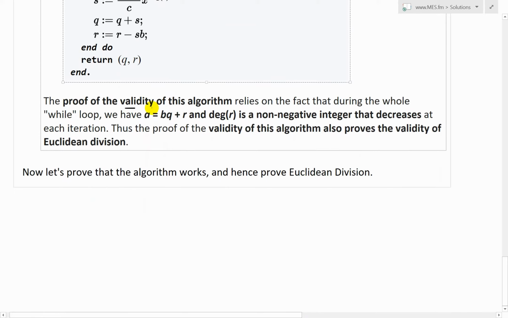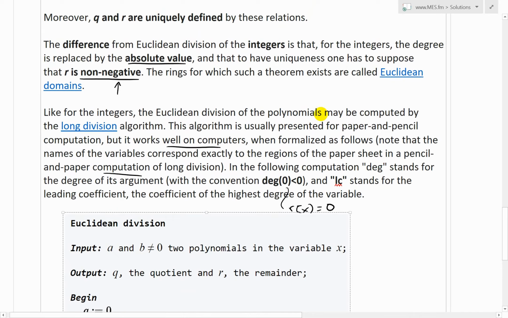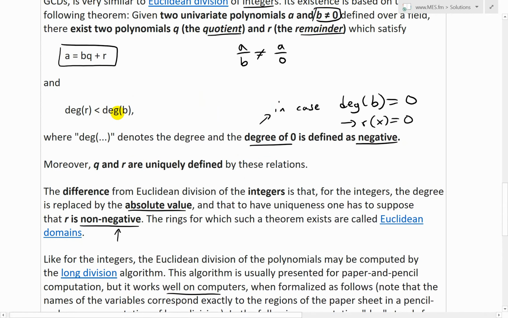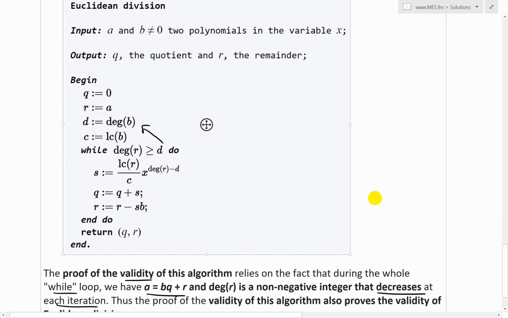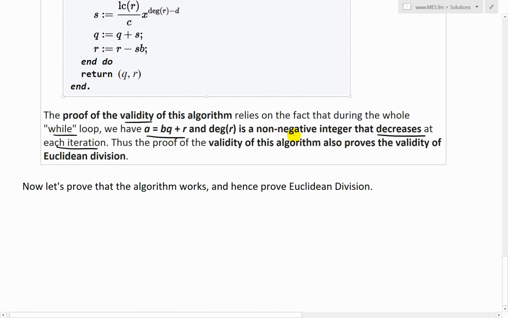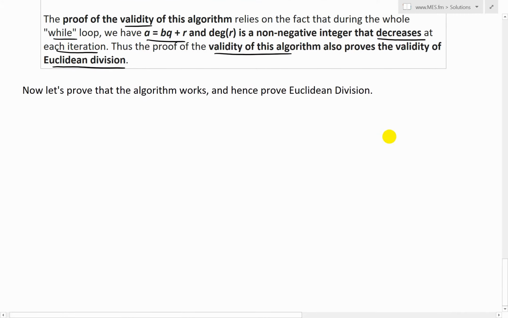So the proof of the validity of this algorithm relies on the fact that during the whole while loop, we have a equals bq plus r, and the degree of r is a non-negative integer that decreases. So the degree keeps decreasing at each iteration, and you stop once the degree of r is less than the degree of b, thus proving the theorem. That's always valid. So the proof of the validity of this algorithm also proves the validity of Euclidean division. Now let's prove that this algorithm works, and hence prove Euclidean division.